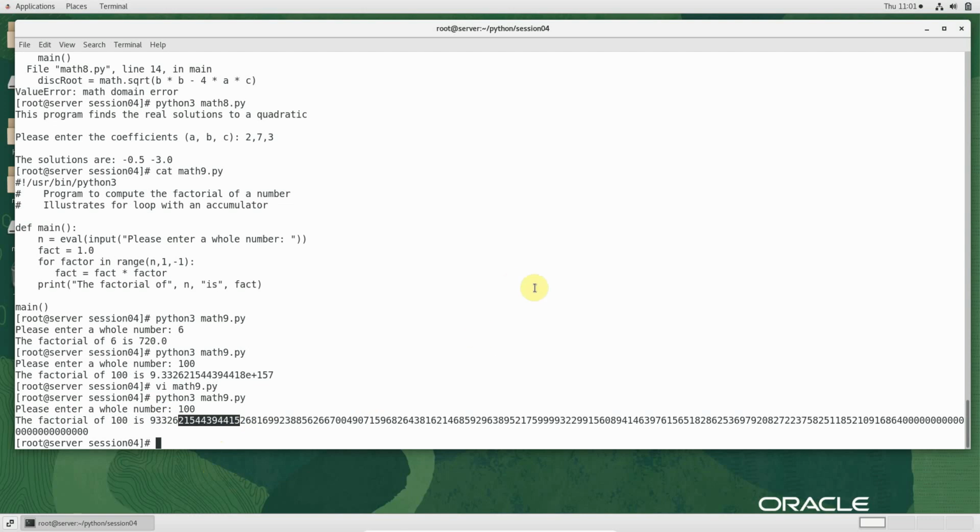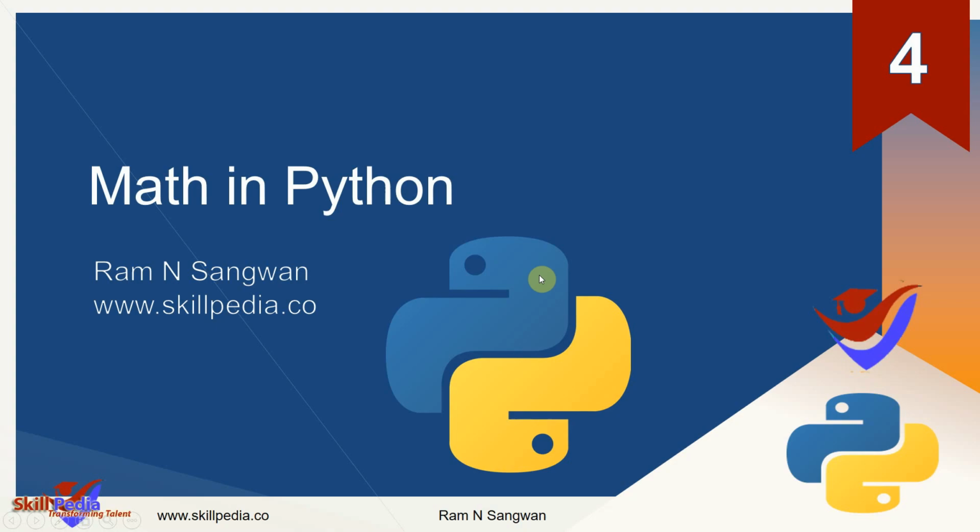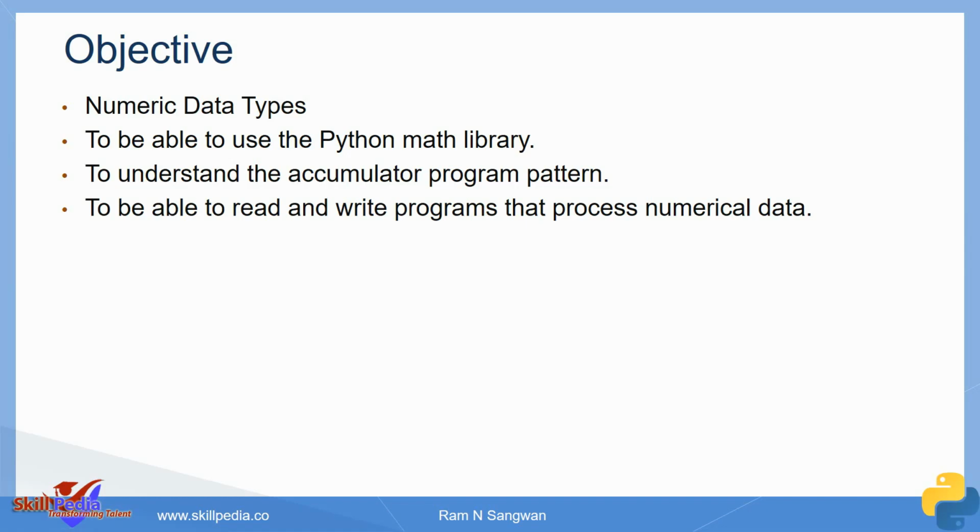After these hands-on examples, let's start the lecture. So this is session 4, Maths in Python. The objective is that we'll understand the data types, be able to use the Python math library, understand the accumulator program pattern, and be able to read and write programs that process numerical data.